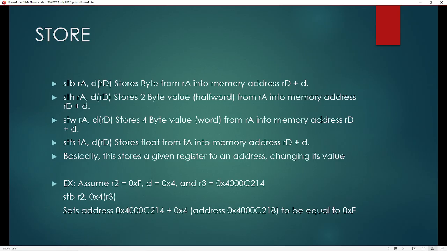So let's assume R2 equals 0xF for a minute, D equals 0x4, and R3 equals 4C214. So this is what this is going to do. First off, it's going to add these two together to give us 4C218. Then it's going to write the value of R2, or 0xF, into that memory address. So now, if you look at Peek Poker, after this instruction executes, address 4C218 would be 0xF.